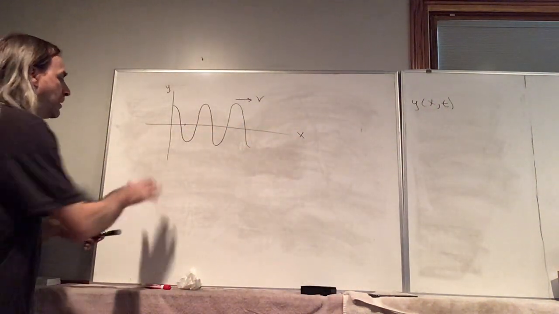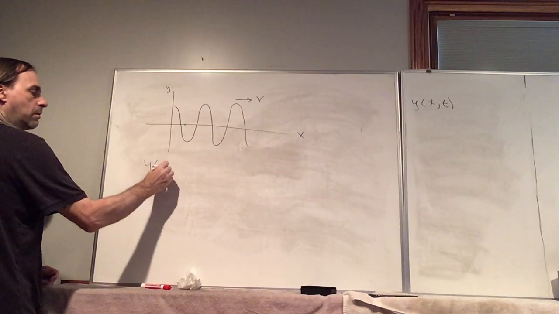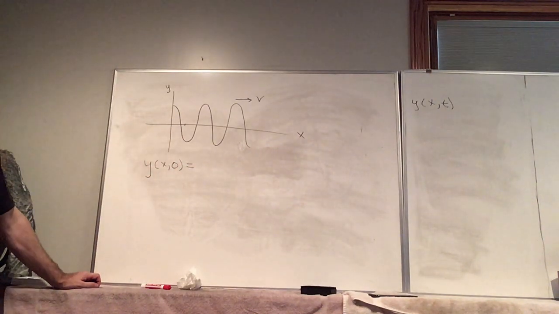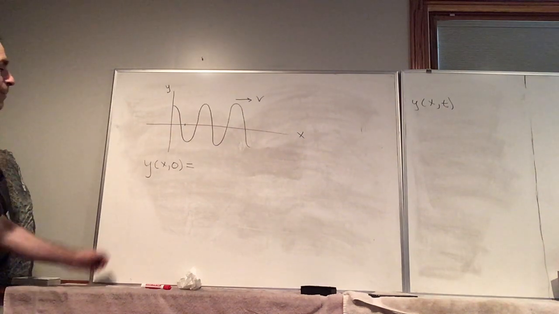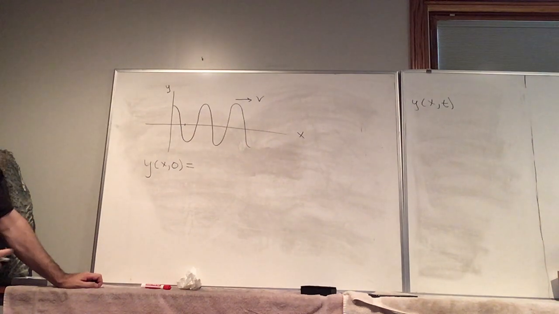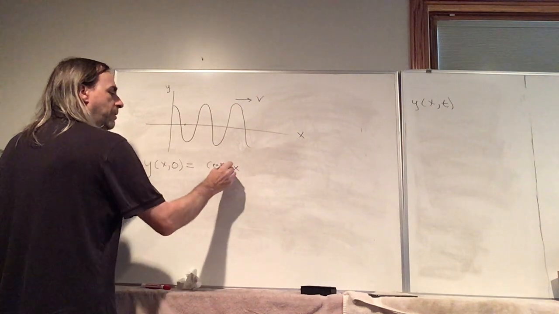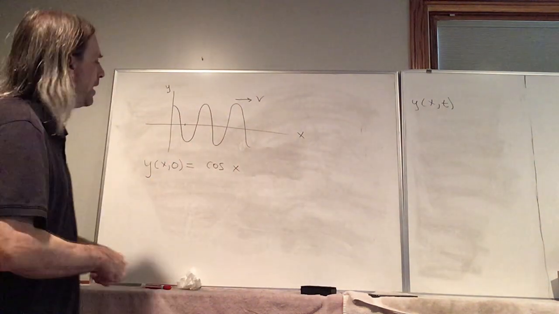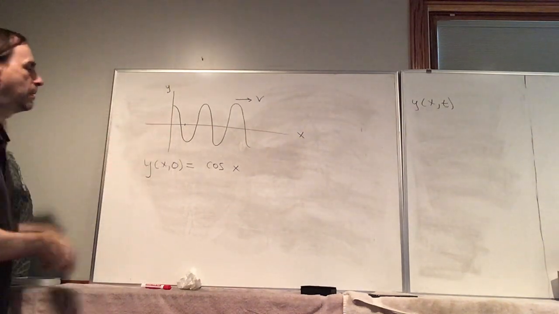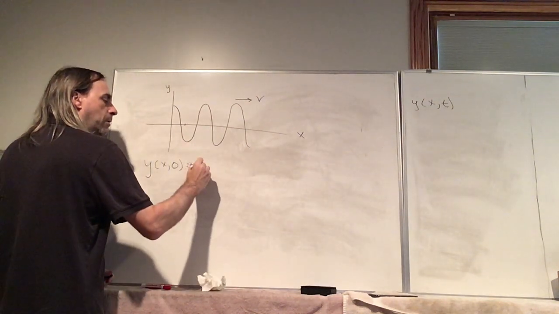But let's start by looking at one moment in time, which we'll call t equals 0. So the amplitude is a function of x right now. And we can describe this by a cosine. The simplest thing we could do is just say y equals cosine of x, but we can have waves of different sizes. So we need to give it an amplitude.